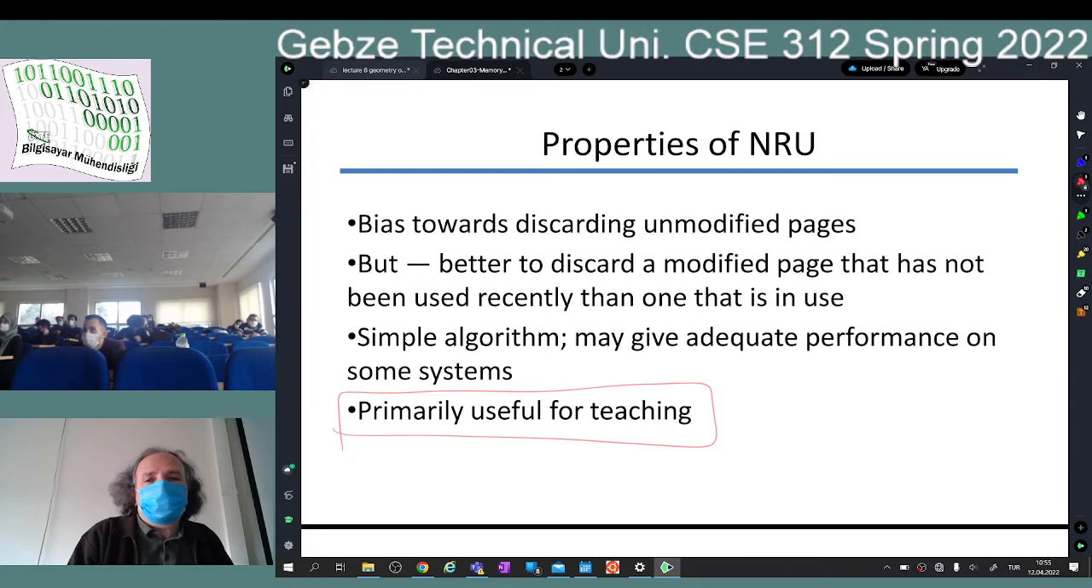It may give adequate performance on some systems. So that's our first algorithm for replacing pages. Any questions? Some people say that, well, this is too complicated. Why are we doing this? Why don't we keep a FIFO?